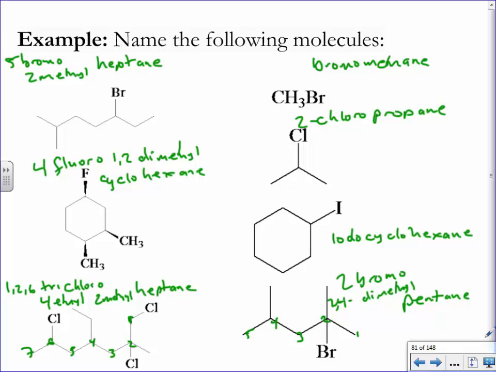Does that make sense? But again, in the future, we'll eventually get to functional groups that take priority as to which side is which, but that doesn't really matter to us until we get to that point.